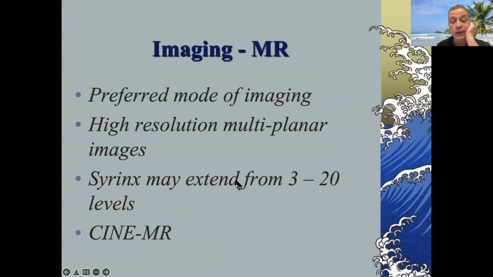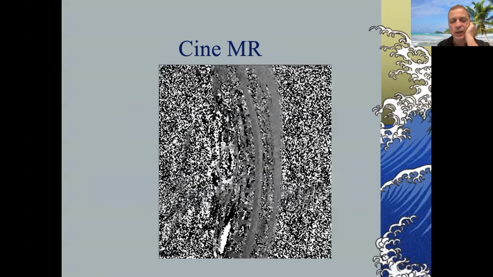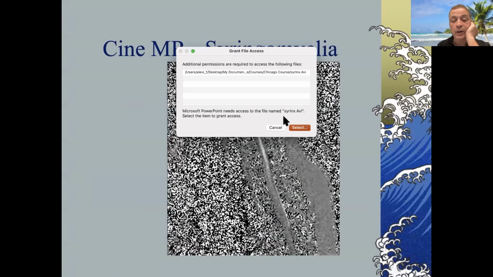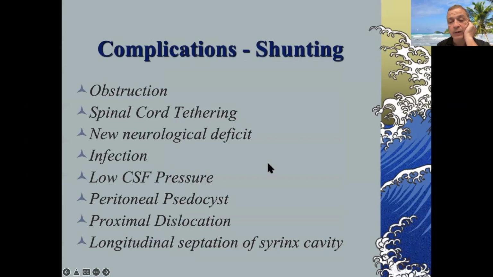As I said, MR is the diagnostic modality of choice, and we often do cine-MR, which can detect flow around the spinal cord using special sequences. The syrinx may go anywhere from 3 to 20 levels. This is evidence of a CSF flow study. I don't think the video will play, but you can look at the flow of fluid around the spinal cord with the alternating black and white lines, and that helps you detect where the blockage is. You can see here the syrinx is the white thing in the middle of the cord.